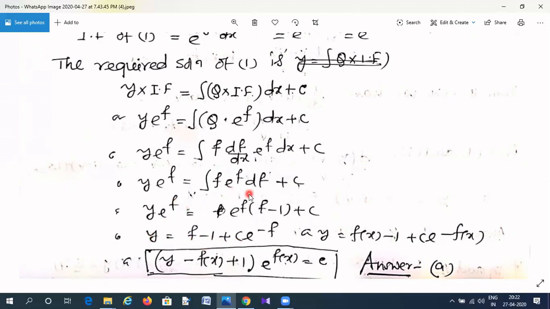So y will become f minus 1. If we cancel e to the power f, e to the power f, it will become c into e to the power minus f, and y will be f minus 1 plus c into e to the power minus f. So y equal to f, meaning fx, the function of x, minus 1 plus c into e to the power minus fx. So this is the answer. The answer is A. Okay.